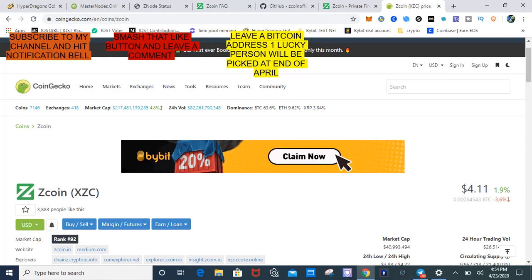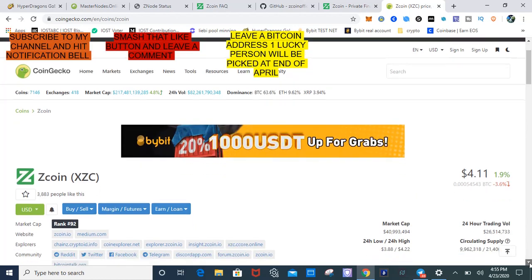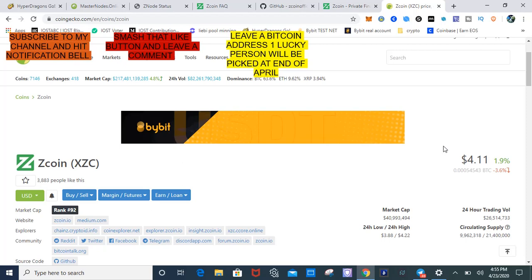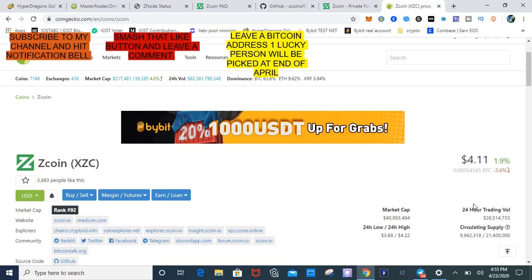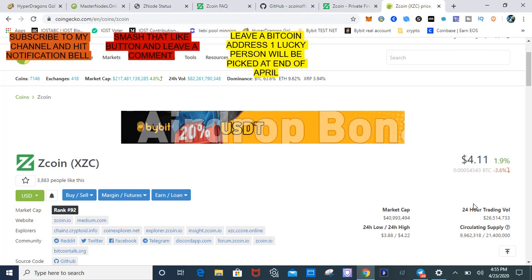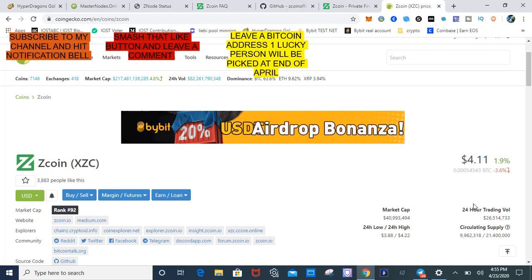So Zcoin is a privacy-focused cryptocurrency that offers a hybrid mining and staking way to earn passive income. Right now, Zcoin is ranked number 92 on CoinGecko. The 24-hour trading volume is just over $26 million, and the circulating supply is 9,962,318. The total supply is 21,400,000. So this is a low supply token.